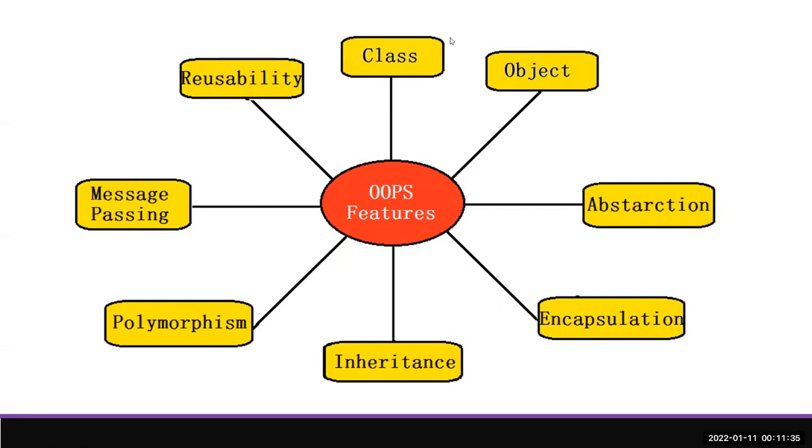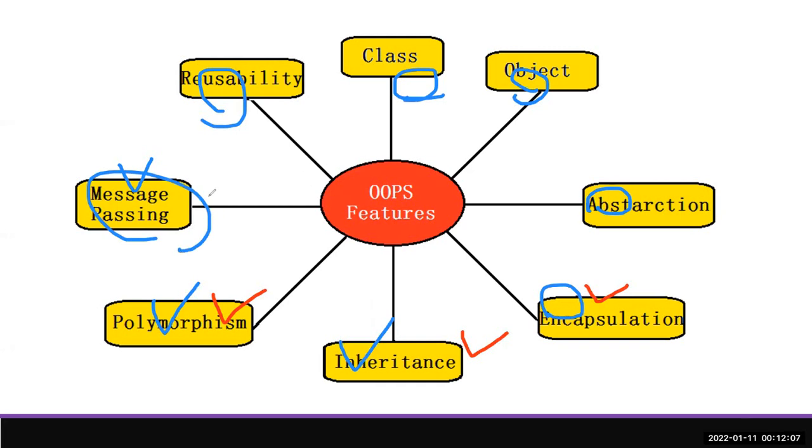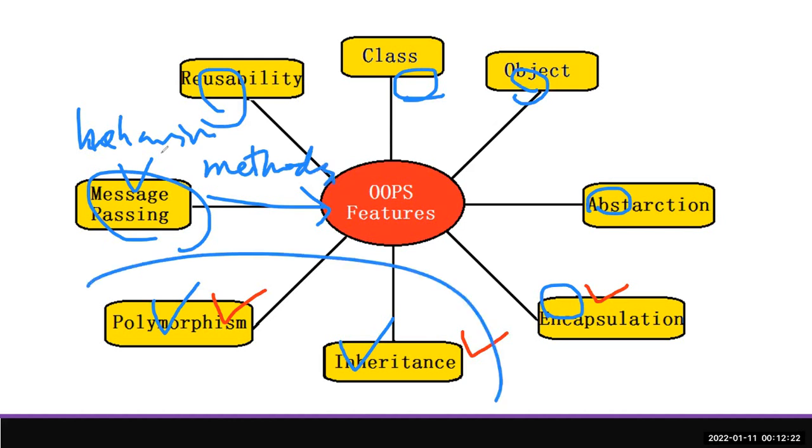So for the object-oriented programming features, we have these different ones, and as I said, the most important are these three. But in this chapter, we are going to cover class design issues, including class, object, abstraction, encapsulation, reusability. Message passing, polymorphism, inheritance. Message passing you can consider part of the behavior, so it's related to the object methods. And these two are more related to the class-to-class relationship. That's what we will be covering.